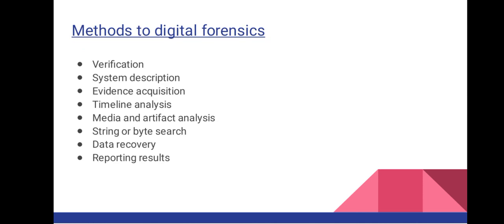I'm going to look at methods of digital forensics, that is, the general process. The first one is verification, where forensic scientists verify that an incident has taken place. They gather specifics about it to figure out the best approach. The second one is system description. They gather data about the system they are going to analyze, and outline information like disk format, the OS, and the location of the evidence.